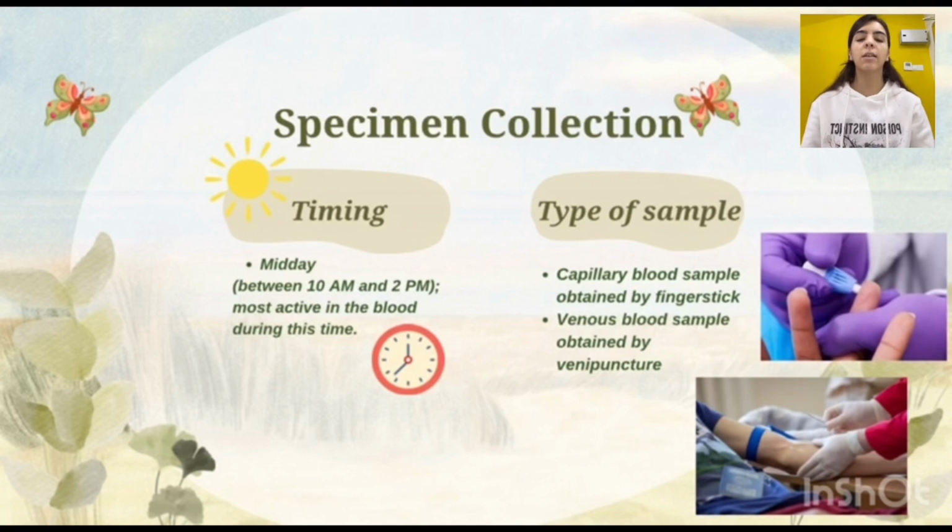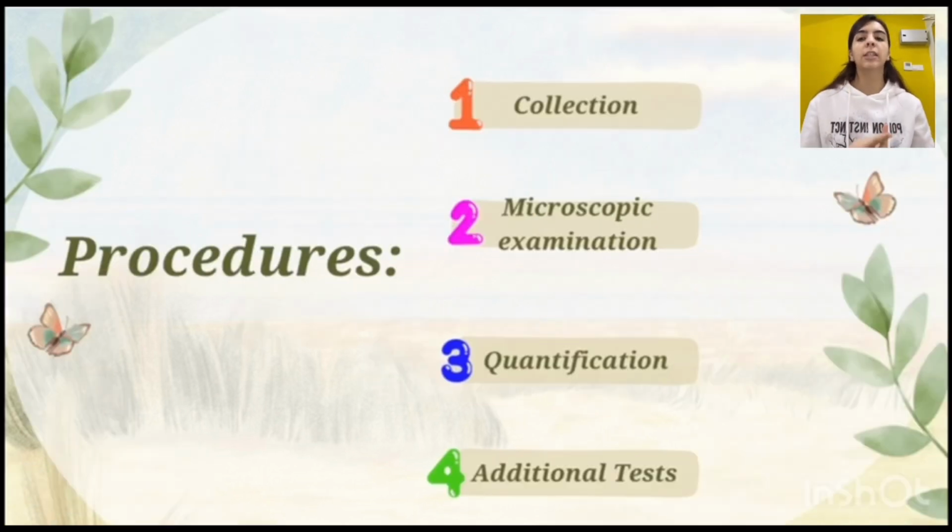Hello, I am Chaheed and I'll be explaining specimen collection and the procedures. The timing of the specimen collection is from 10 a.m. to 2 p.m. It's the time when the parasite is most active. And then we have the types of specimen sample: capillary blood sample and venous blood sample. The procedures are 4 steps: collection, microscopic examination, quantification, and additional testing.